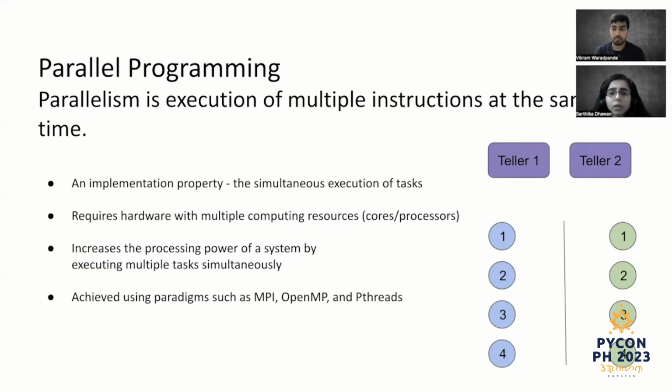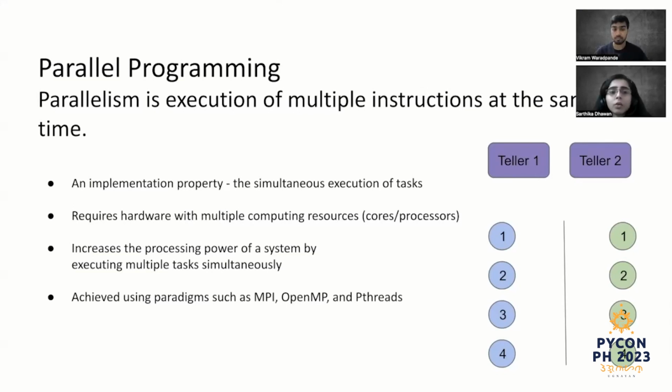There are two tellers sitting at the bank, and the same two queues are there. Since each teller can process each queue separately, both the queues progress in parallel, and they don't have to wait on each other. So they're not time switching; they're actually executing in parallel. So that is the analogy.